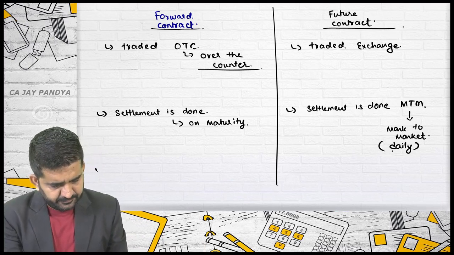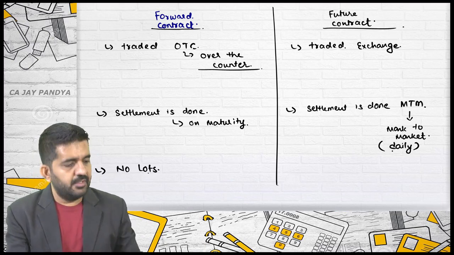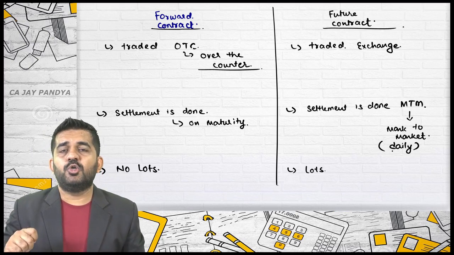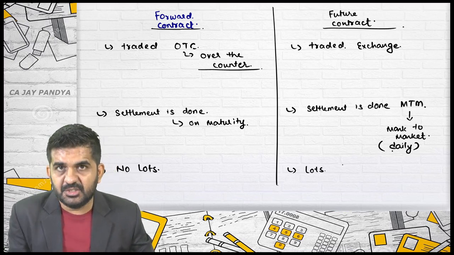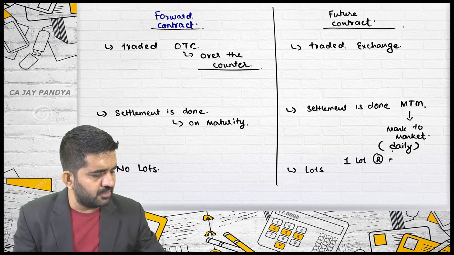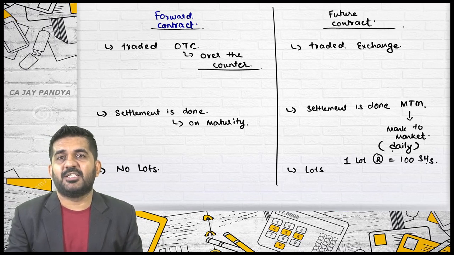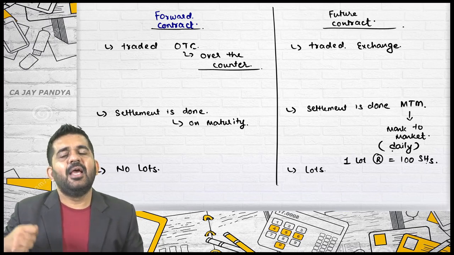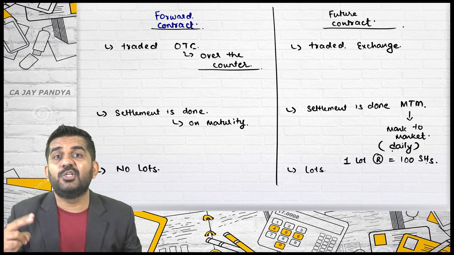One more difference is, in forward contract, there are no lots. In future contracts, there are lots. Suppose I want to sell one Reliance share after 3 months. It will not be allowed in futures. See what futures will say? That one lot of Reliance consists of 100 shares. So I cannot sell 5 shares, 10 shares, 20 shares, 30 shares. If I want to sell, I need to sell a minimum of 100 shares and I can sell any shares in multiples of 100. So if I want to sell 200 shares, I can sell it. I will be selling 2 lots.